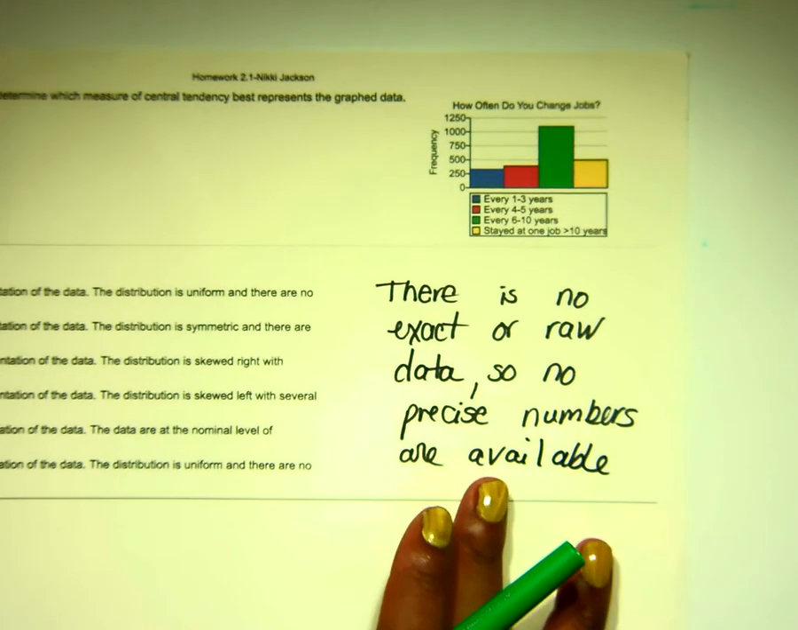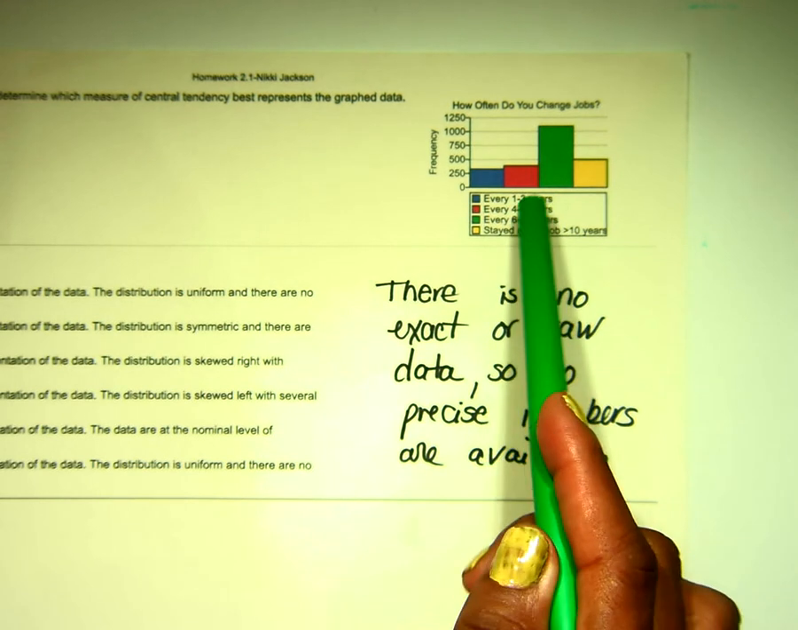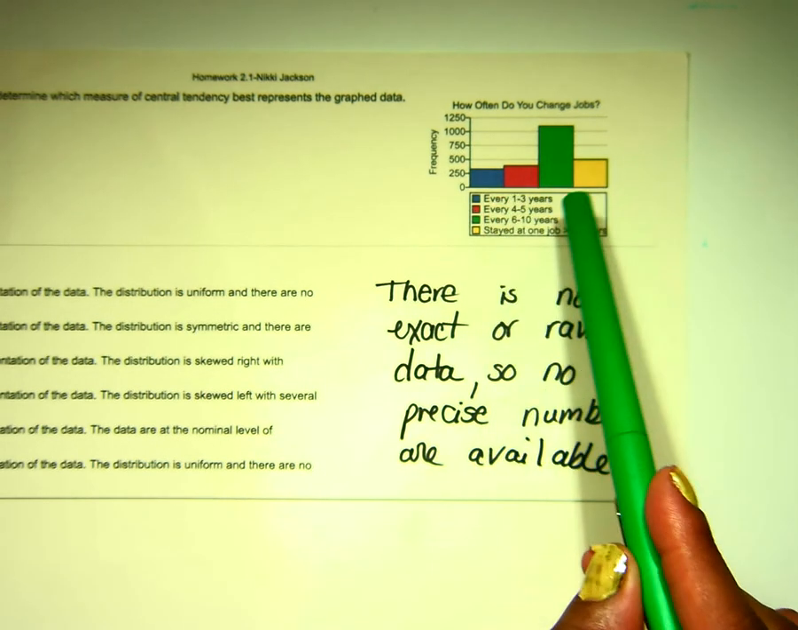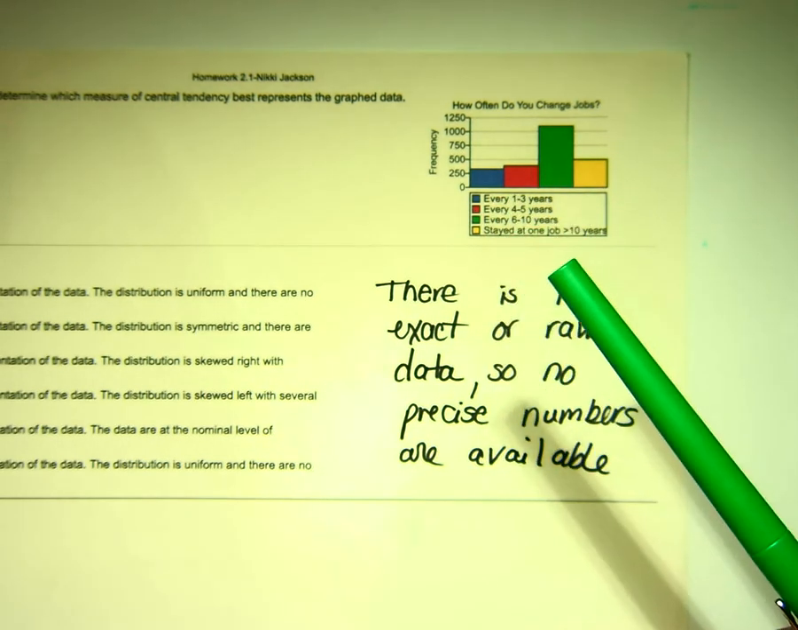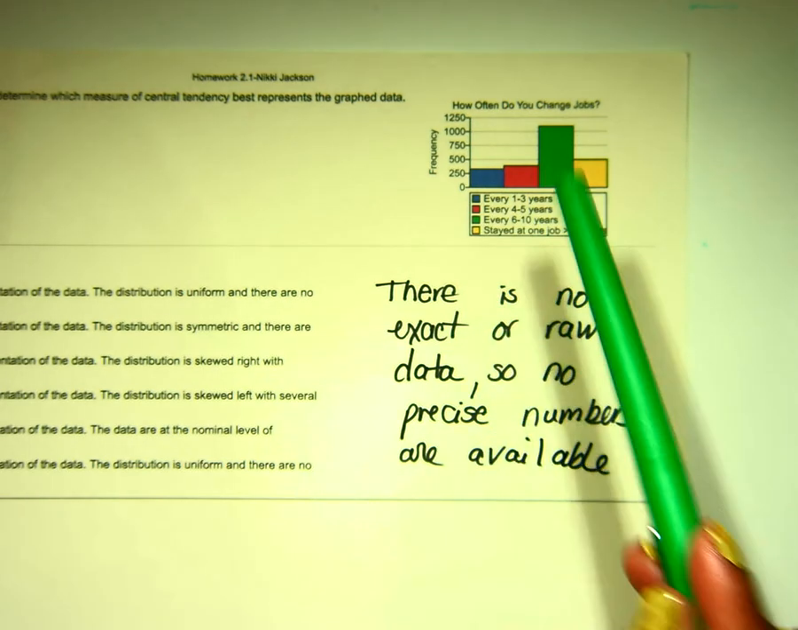In regards to graph, here's another one. This particular one is asking you, how could you interpret or determine the measure of central tendency that best represents the graph? Now remember, central tendencies are your mean, median, and mode. If this is all that I just have, bar graphs, I don't have exact values. So there is no exact or raw data, so there are no precise numbers available.